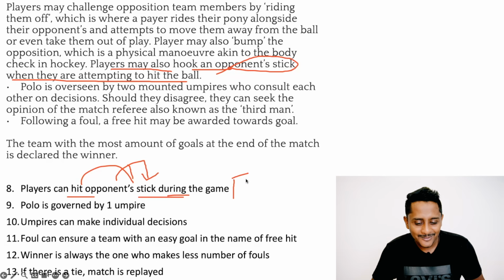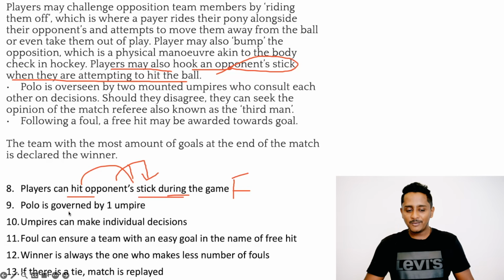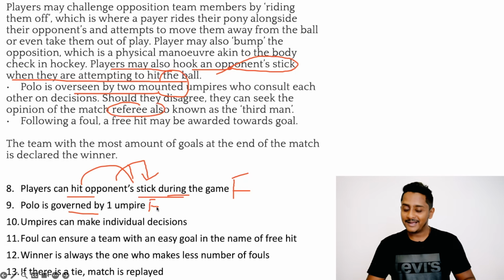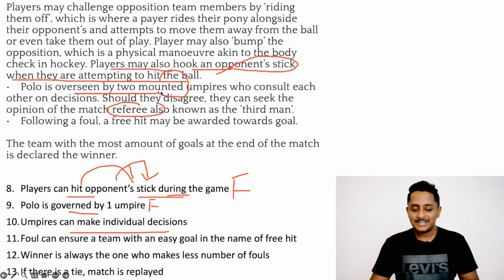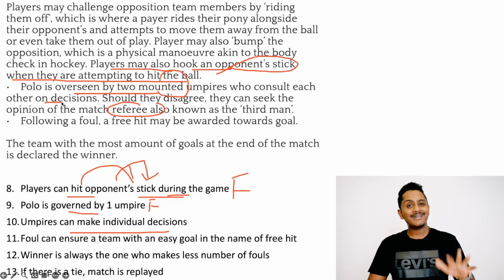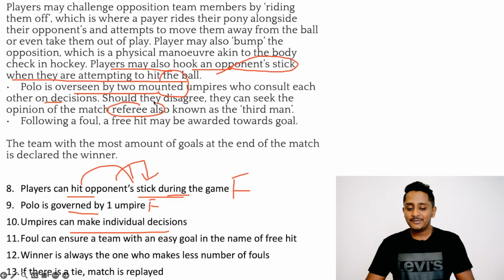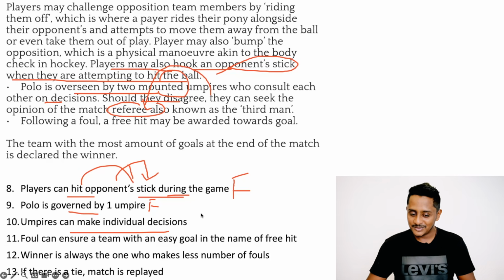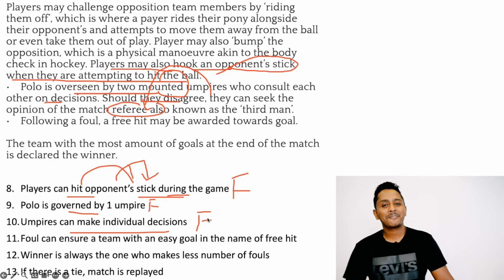It is exactly contradicting. Polo is governed by one umpire, overseen by two mounted umpires and one referee. So it's exactly contradicting. Umpires can make individual decisions. Let's read: overseen by two mounted umpires who consult each other on decisions. They cannot make their own decision. If they disagree, then they should consult one more. There should be a unified decision. They cannot make individual decisions. So this is again contradicting.